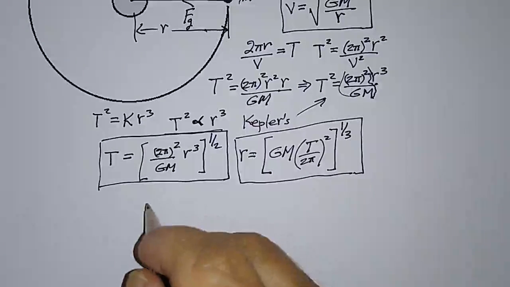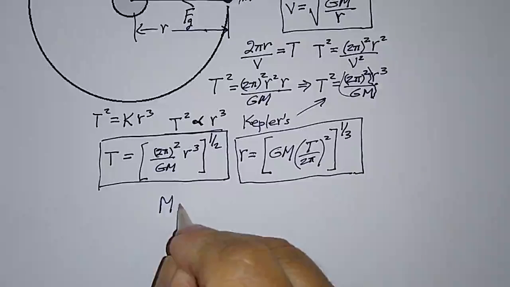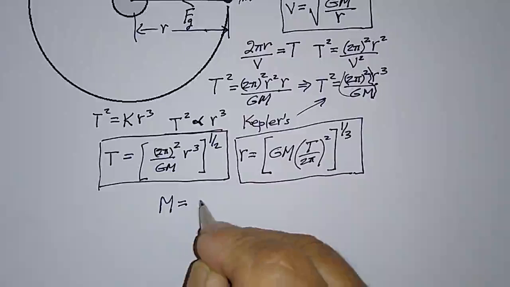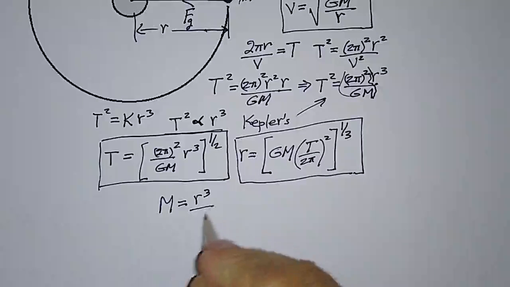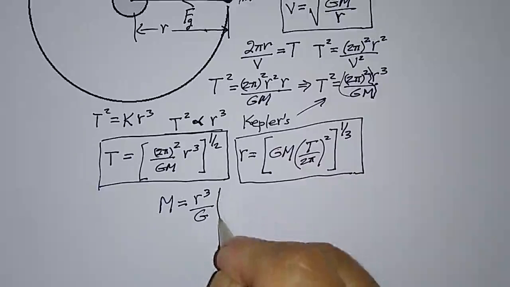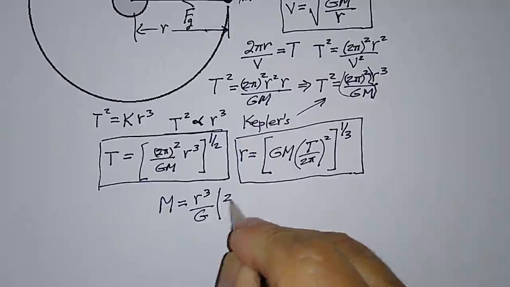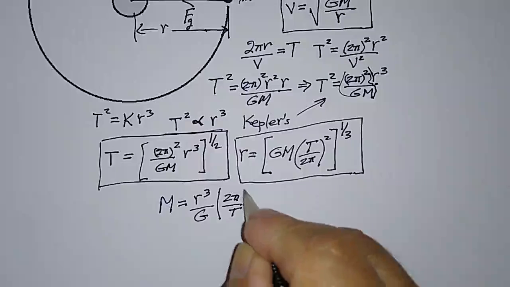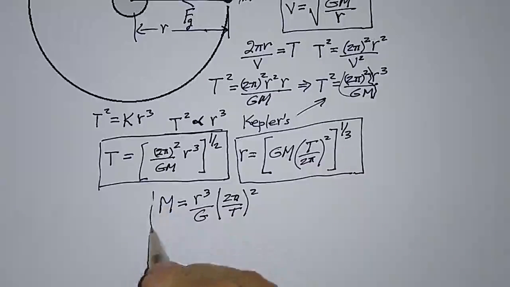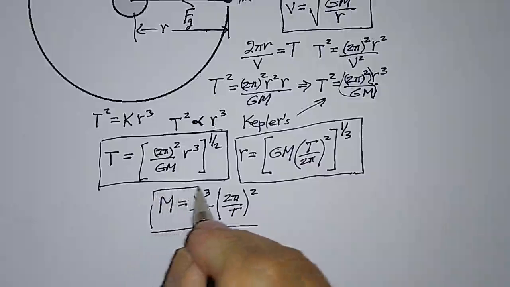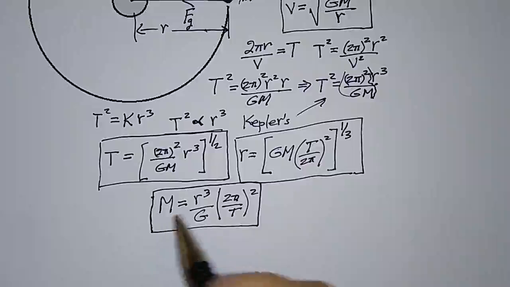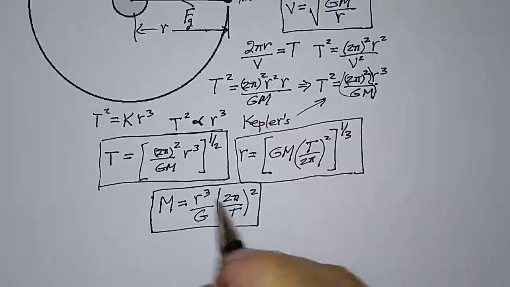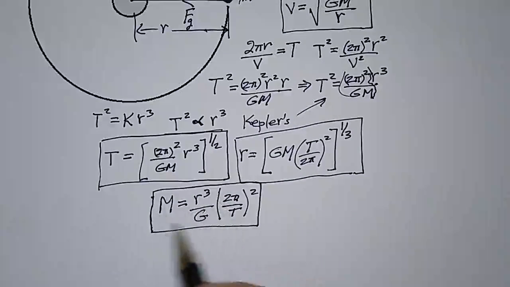We can also write that M, the mass, is equal to r cubed over G times 2π over T squared. Here's another form. So in other words, let's say you're dealing with some of these problems and you want to find the mass. If you know, for example, the period and the distance between the two objects, you would use this equation to do that.